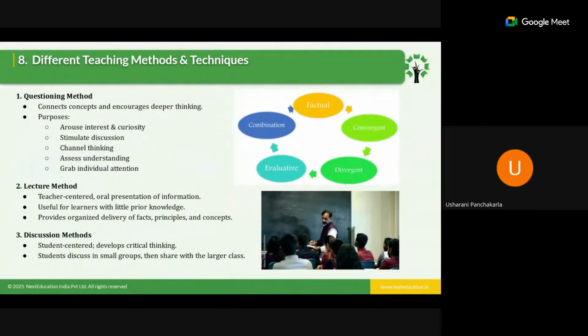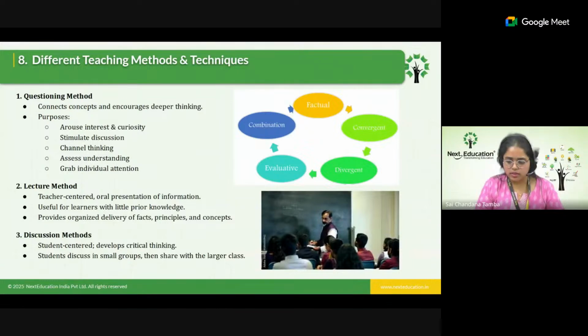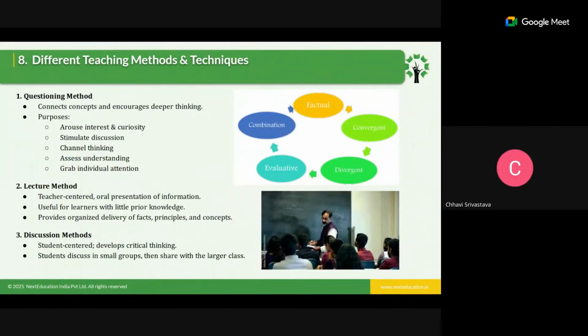Next is lecture method. It actually sparks the curiosity of the learner to learn new things. Yes. Next is lecture method. Can anyone tell me what is lecture method? Ma'am, lecture method is when we are introducing a completely new topic to the students. Then we can start by explaining, because they don't have any prior knowledge related to that. So I think that comes under the lecture method.